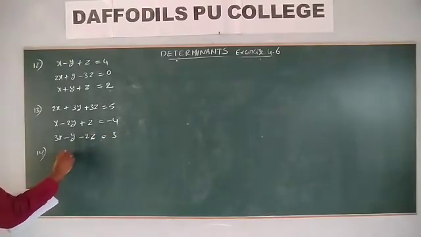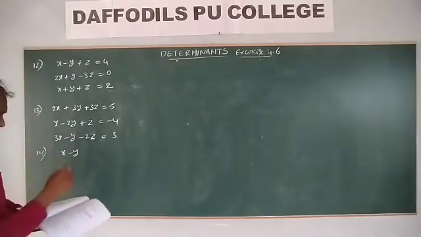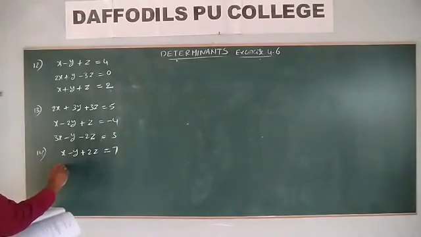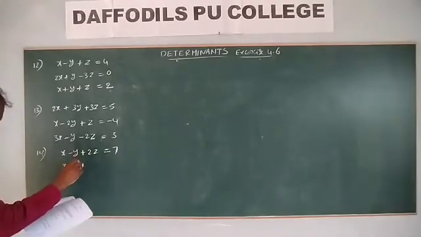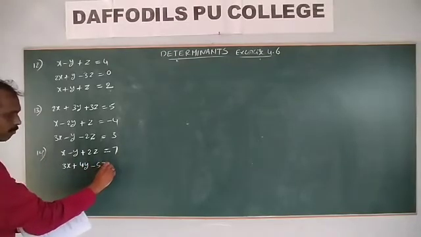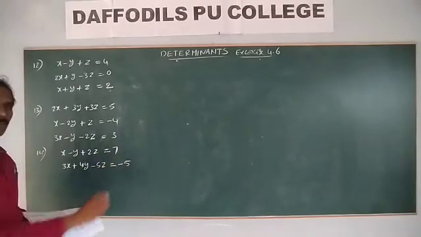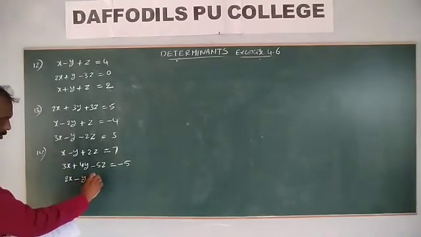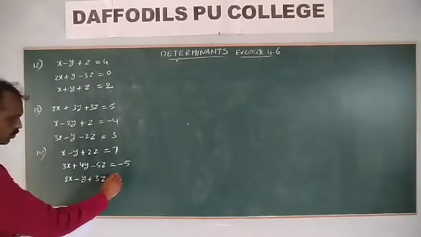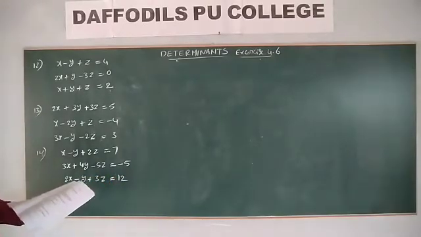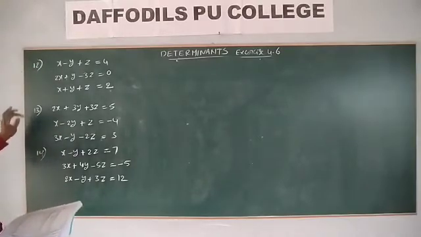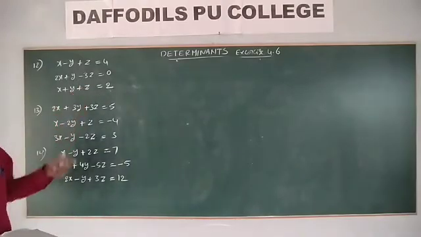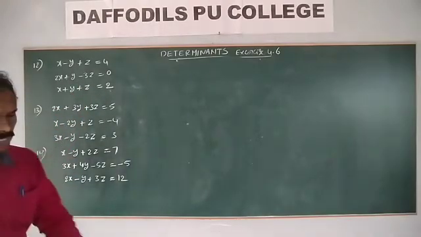14. x minus y plus 2z is equal to 7. 3x plus 4y minus 5z is equal to minus 5. 2x minus y plus 3z is equal to 12. Okay. Do these three problems, solve 13, 14 over the same process. Solve the system of equations by using matrix method. Do these all.